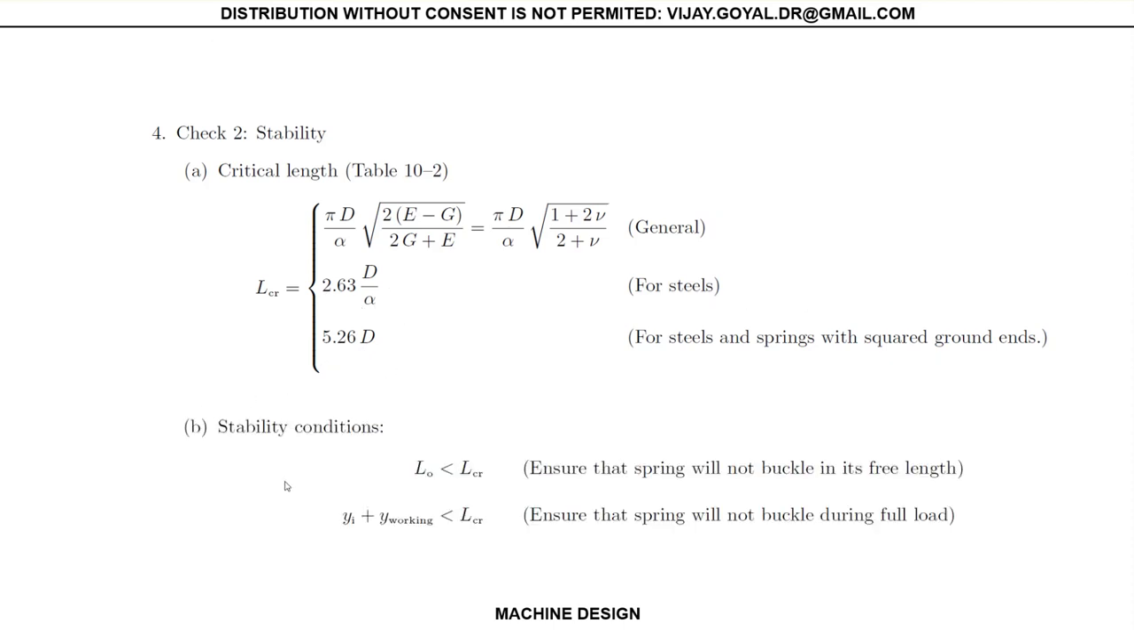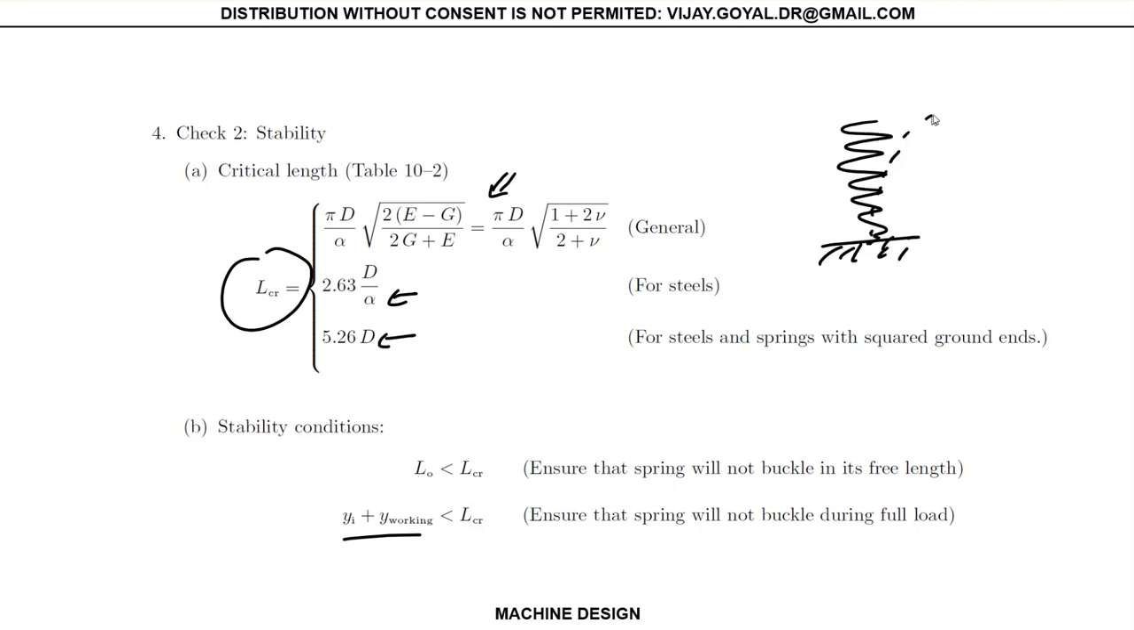So what do we do with this analysis? Once we find the L critical, depending on whether you can use this, or this, or you have to use this one, you make sure L sub 0 is less than L critical, and your L initial plus working is less than L critical. This one ensures that it's not going to buckle at free length. Think about it: you open it from the package and put it on the surface. You want to make sure it doesn't end up buckling without the load. And this one ensures that once you apply the full load, the maximum working load, it is not going to buckle either.